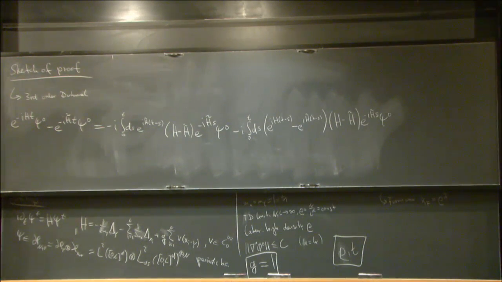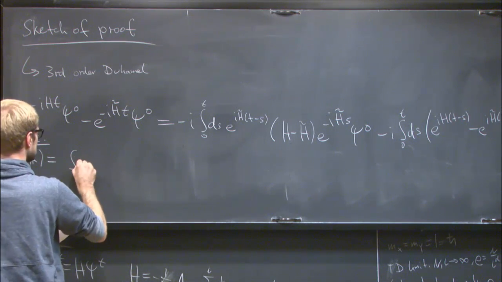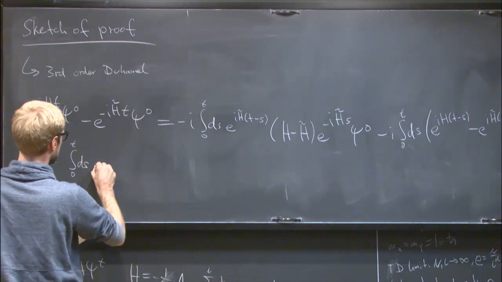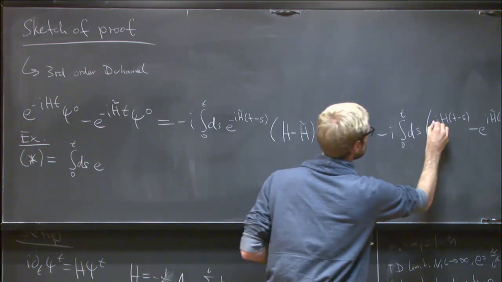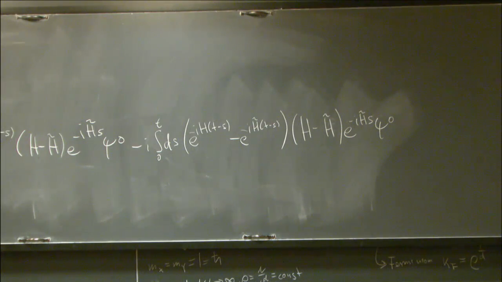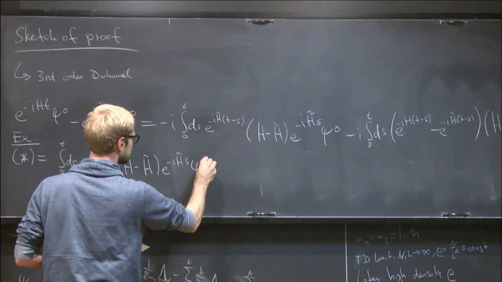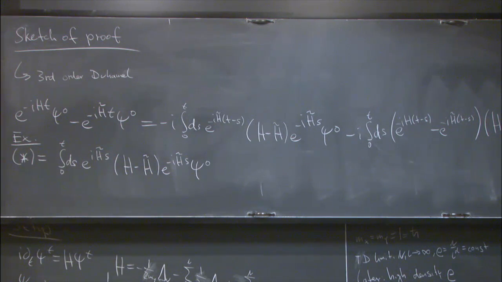So as an example, let me look at star, which is the integral of e to the, I think I made a sign error over here, e to the i H tilde s (H minus H tilde) e to the minus i H tilde s. Okay, that here I can throw away when I take the norm by unitarity. So let me look at that example term.